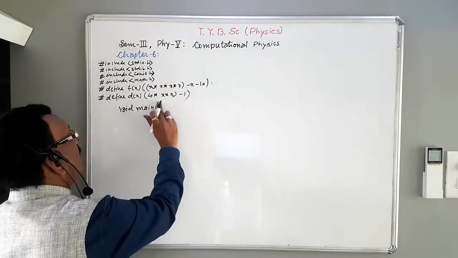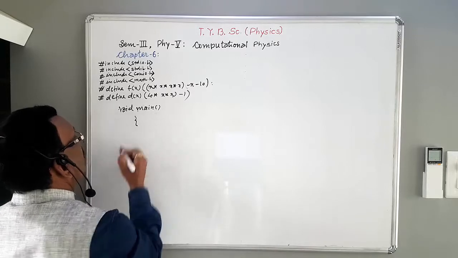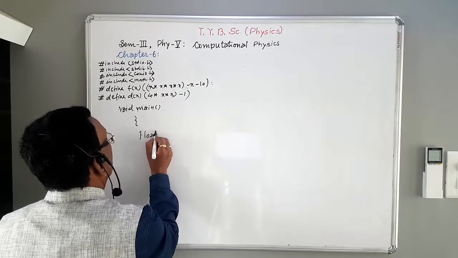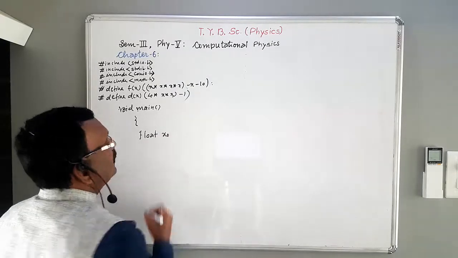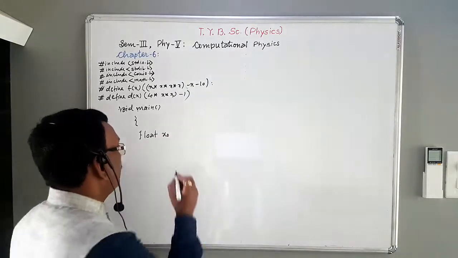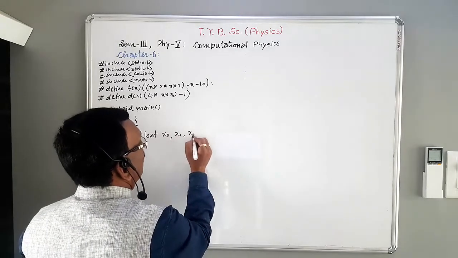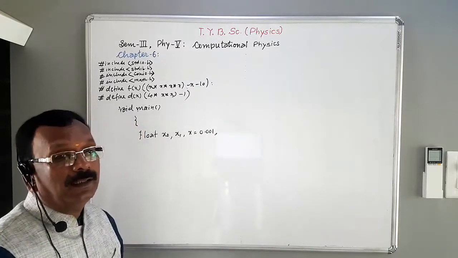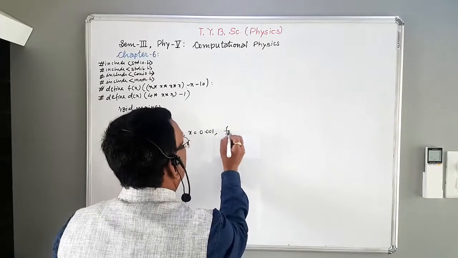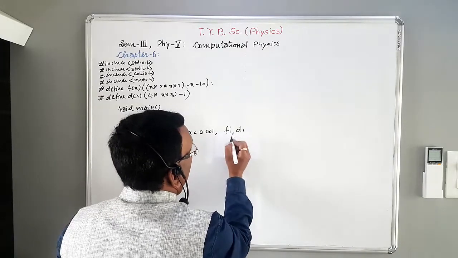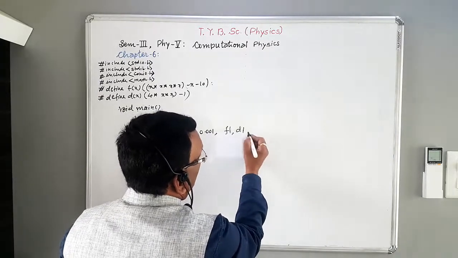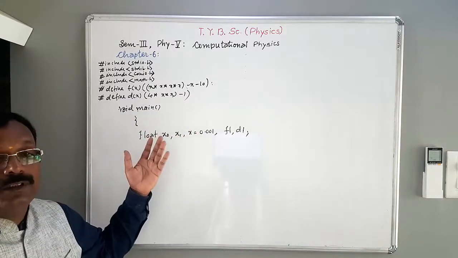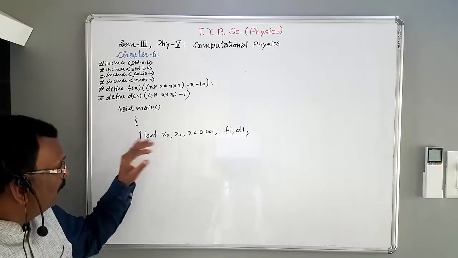Actually program begins from here. Then the body of main program. Again here define the variables which are of floating type: x0, then x1, then error is equal to 0.001. Okay. And also f1 and d1, that is the function and the derivative of the function. Define all these things at the beginning.